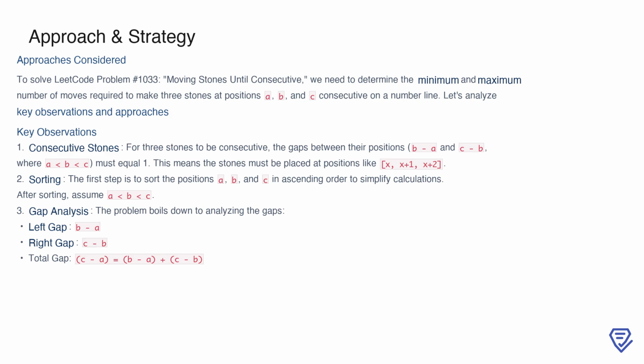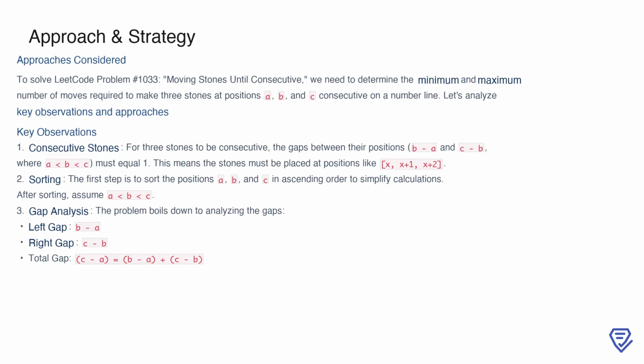First, for the stones to be consecutive, the gaps between their positions, specifically B minus A and C minus B, must each equal 1. This ensures the stones are adjacent on the number line. To simplify calculations, the initial step is to sort the positions A, B, and C in ascending order, so we can always assume A less than B less than C.